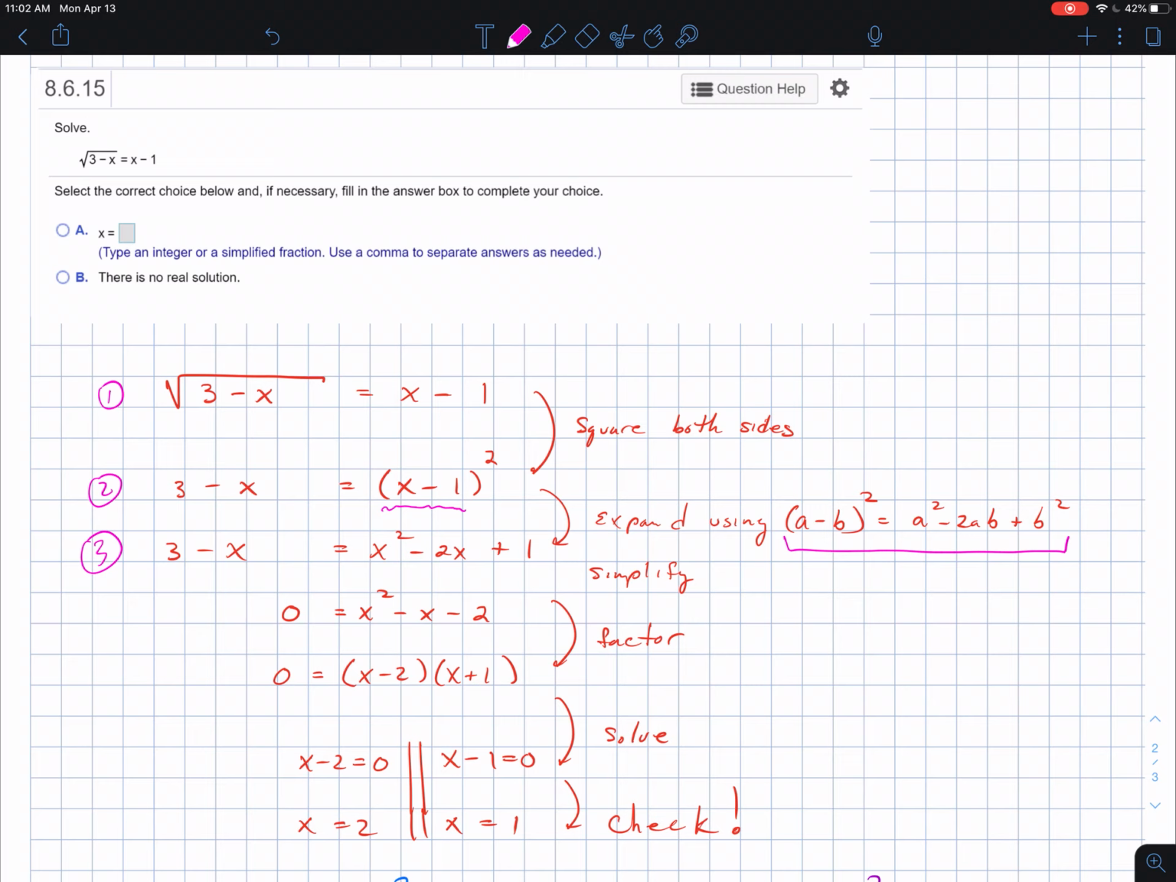Then I went to simplify. I added an x to both sides, and I subtracted 3 from both sides. At this point, I noticed that I had to factor, okay? And by factoring, I came up with two binomials, x minus 2 and x plus 1. So by using the zero product property, I set each expression, x minus 2 equal to 0, and x plus 1 equal to 0, and solved.